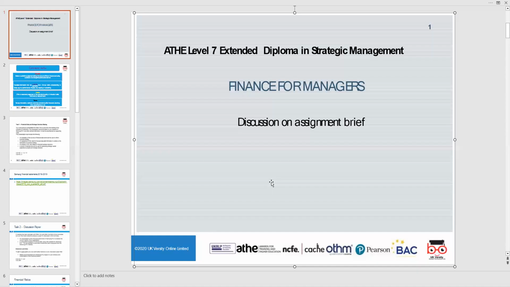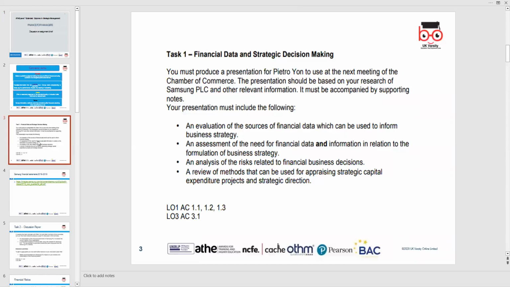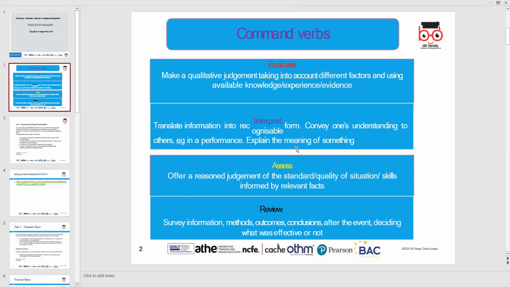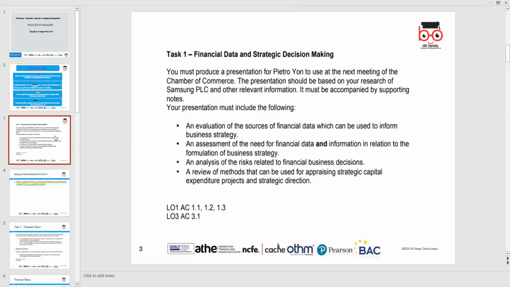I think this one, discussion on brief assignment. Okay, now this is your assignment. There are 3 or 4 tasks in your assignment that you need to be able to do. I'm sure I don't need to go through the command verbs. You're very familiar with these. Task 1, there are 4 tasks on this assignment. The first task is financial data and strategic decision making, where you need to produce a presentation, i.e. a PowerPoint presentation for your next meeting with the Chamber of Commerce.